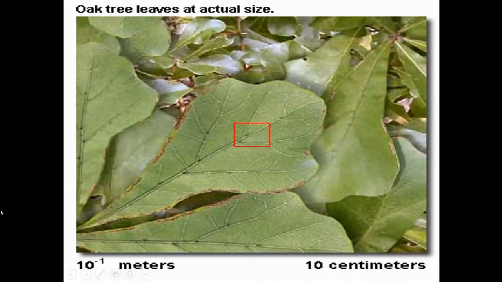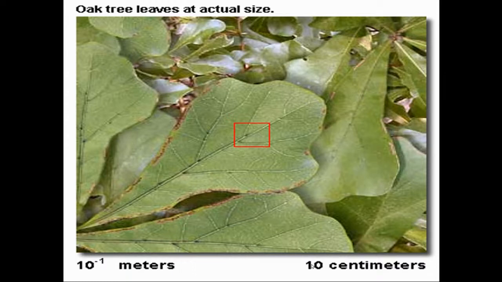Now, this is 10 raised to the power minus 1, and 10 raised to the power minus 1 is about 10 centimeters. So we actually went from positive to negative powers. That means 1 over. And 10 centimeters, if you have a ruler or you look at your hand, probably your hand is about 15 centimeters. And you can basically see these tree leaves.